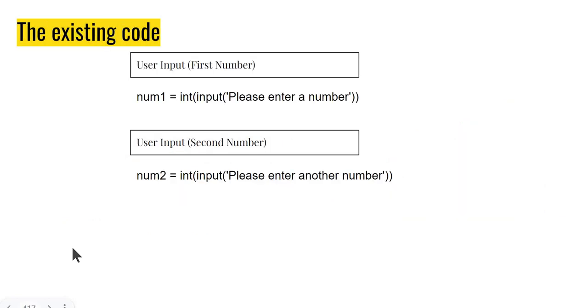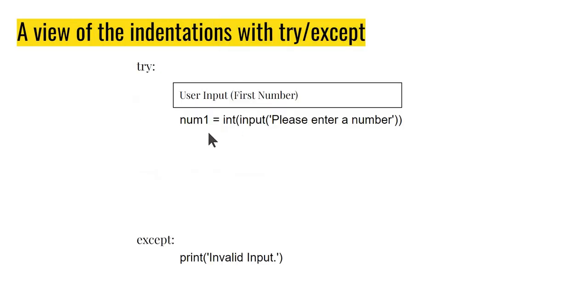Remember, the existing code is very simple. We just say input, please enter a number, and then we ask for the next number. Now, I'm going to just do this for the first number. Basically, what I'm going to say is that, look, try to convert this number to an integer. So basically, I say try, and then with an indentation I say, look, input a number, and notice this whole thing is inside try, which means that the interpreter is going to try to do this.